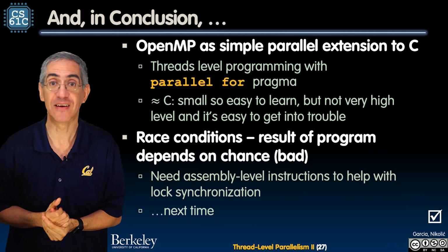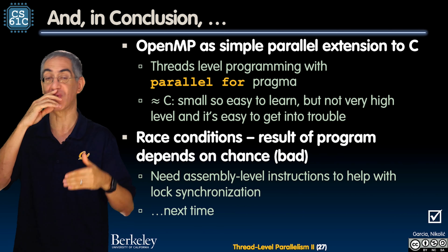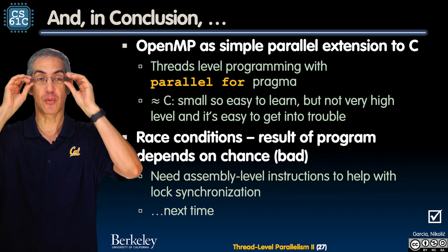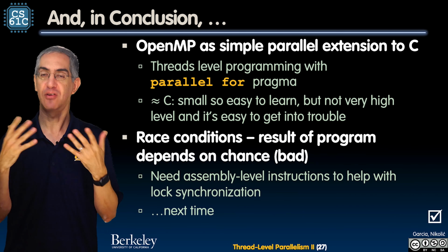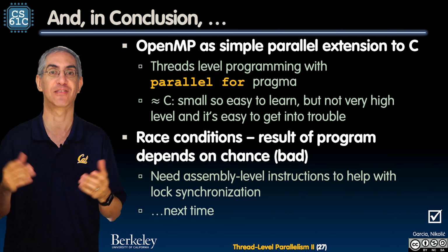We also saw that race conditions are an issue. We tried to introduce locks and semaphores as a way to do that, but we saw that we can't do it at the C level. We have to go even deeper to the assembly level to be able to work with that. So we need some new instructions. We're going to see how to do that in the next series of lectures, okay?